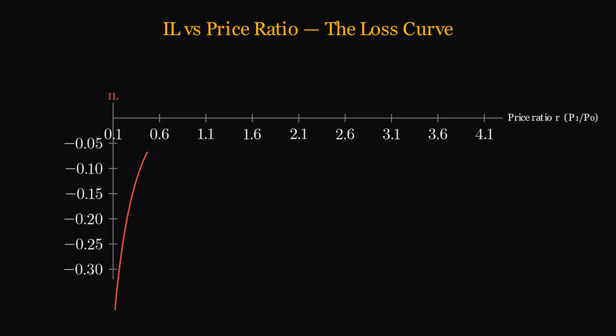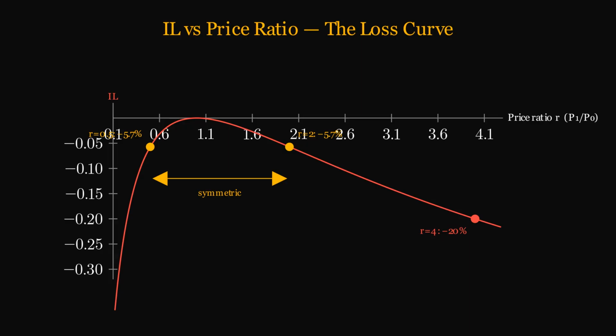Plotting IL as a function of price ratio gives this curve. At R equals 1, no price change, IL is exactly 0. As price moves away from entry in either direction, IL grows. ETH doubling, R equals 2, costs 5.7%. ETH quadrupling costs 20% IL. And the curve is symmetric, the same ratio move hurts equally regardless of direction. A 4 times move is 20% IL whether ETH goes from 1,000 to 4,000 or from 4,000 to 1,000.